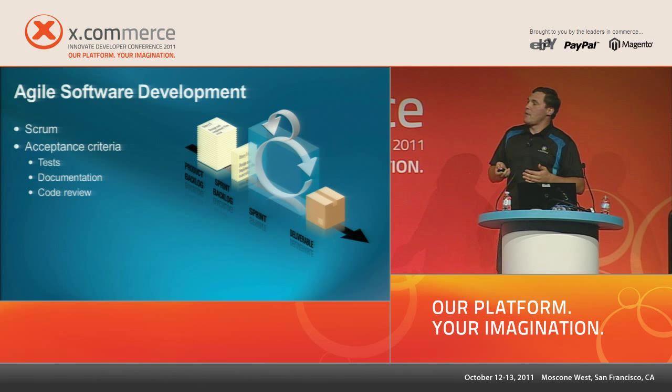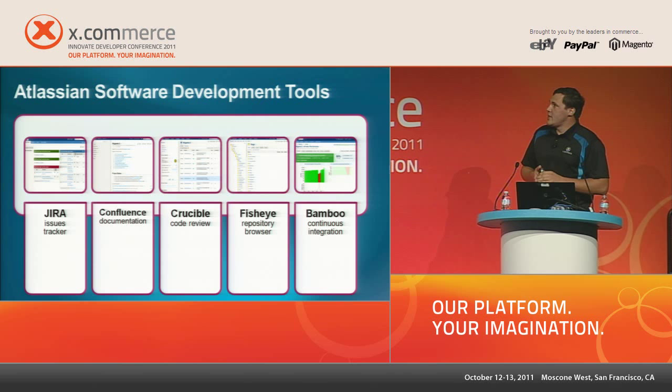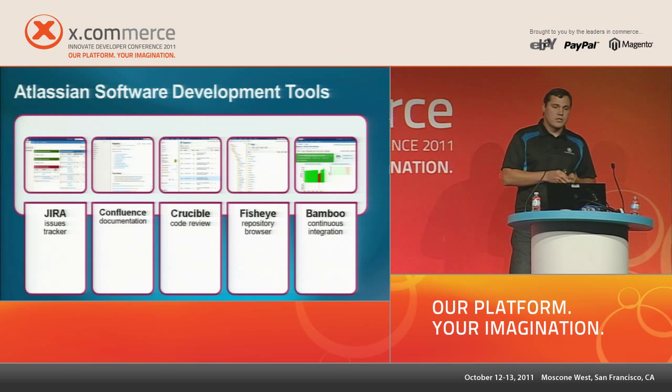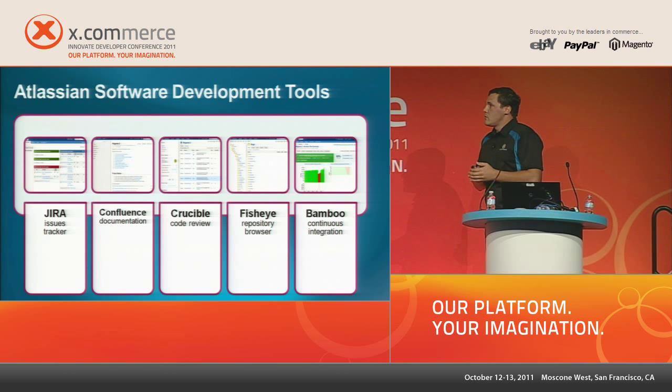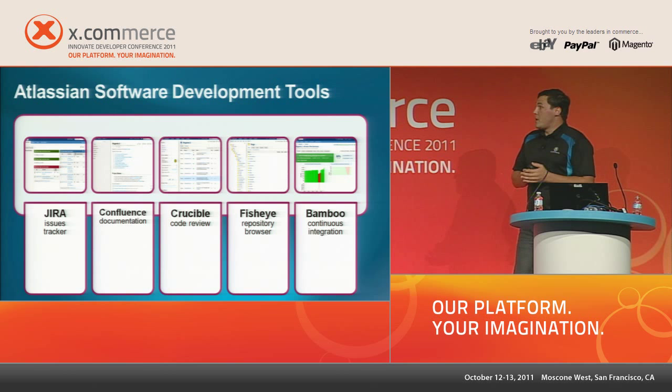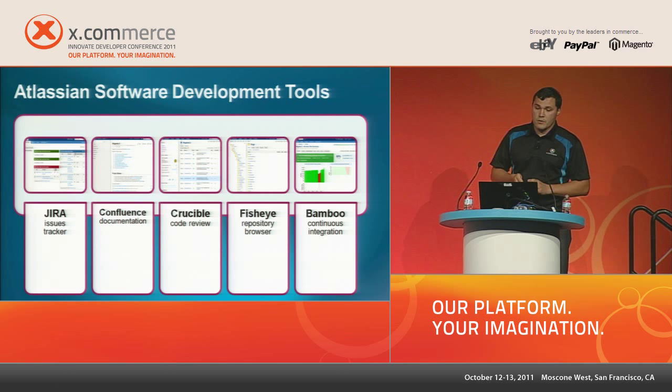We are using the full Atlassian stack as our development tools, and are using Jira as issue tracker. Our documentation is based on Atlassian Confluence. Crucible is used for code review, and we are using Bamboo as continuous integration server and FishEye as repository browser.